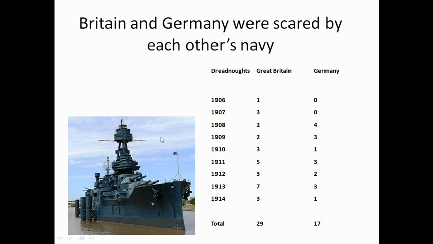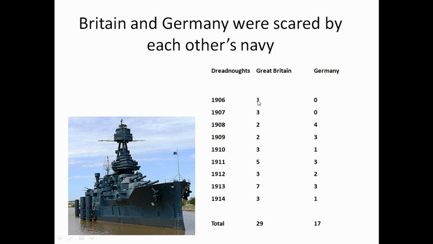Britain and Germany both started building these massive warships. This is in the days before tanks and before aeroplanes were used in wars. And so this ship was about the best thing going. Britain had loads of these ships. They're called dreadnoughts. And after a while, the Germans started to build these dreadnoughts as well. And then, as you can see on the table, they started to get into a bit of a race.